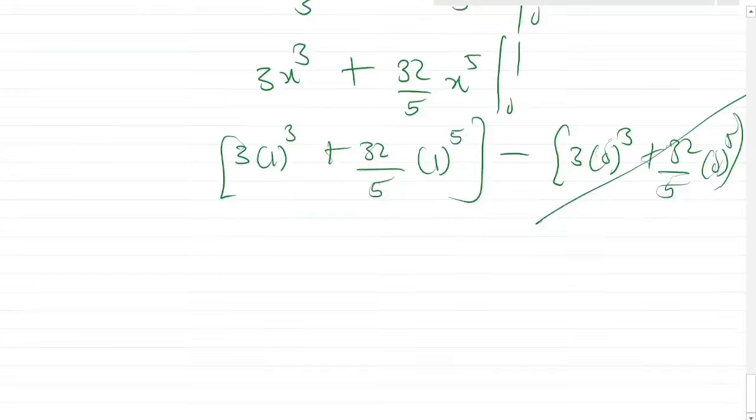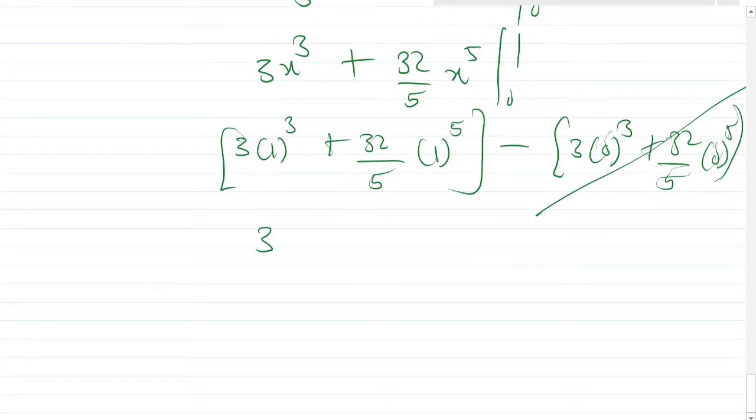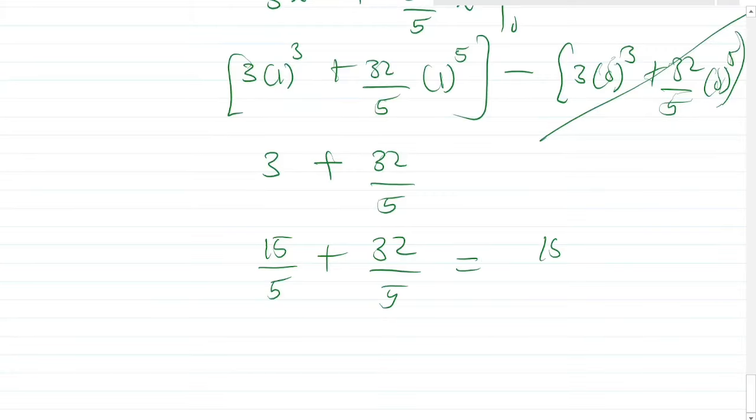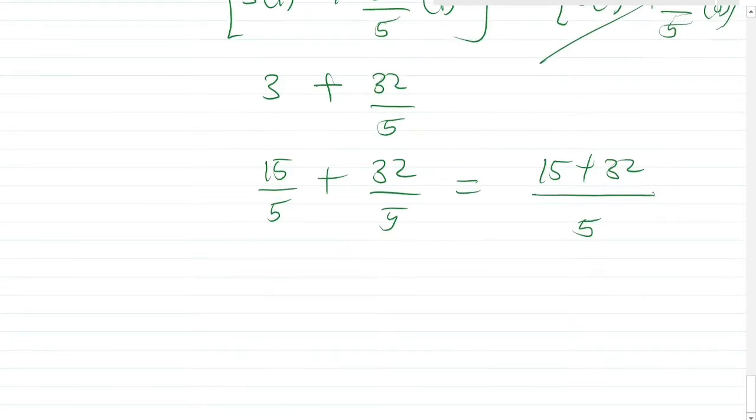Then you're left with 3 plus 32 over 5. In terms of 5, 3 will be what? 15 divided by 5. That's 3 plus 32 divided by 5. So your answer will be 15 plus 32 divided by 5, and then your answer would be 47 divided by 5. So if you find it, it will be 9.4. So that's the final answer.